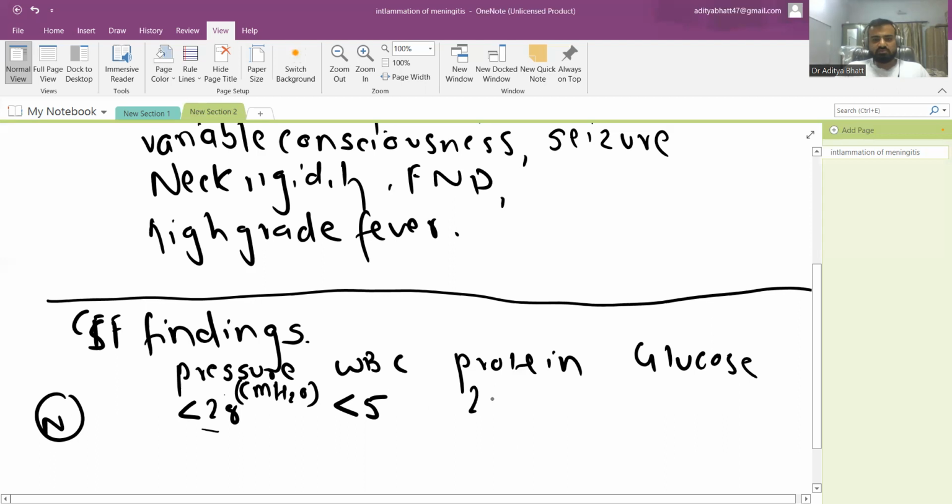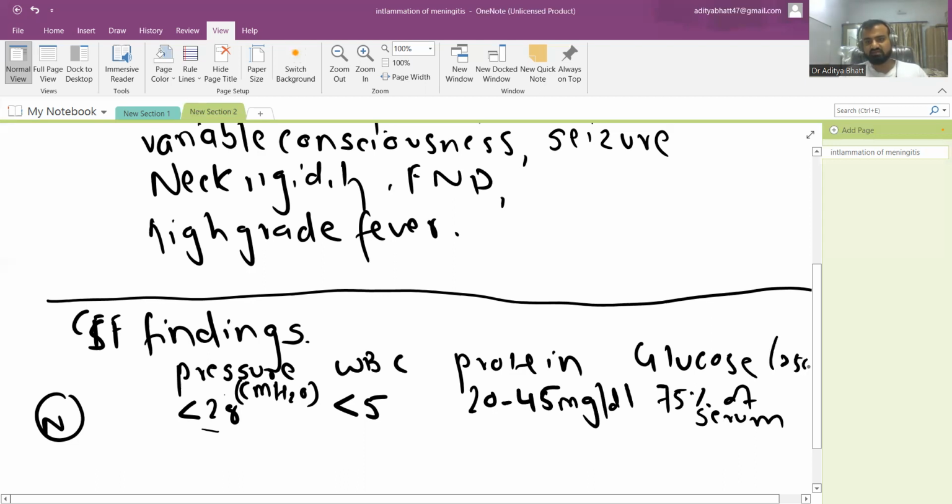Then what is the normal protein? That is 20 to 45 milligrams per deciliter, and glucose is 75% of serum. So it turns out to be more than 50 milligrams per deciliter. Okay, so these are the normal findings.